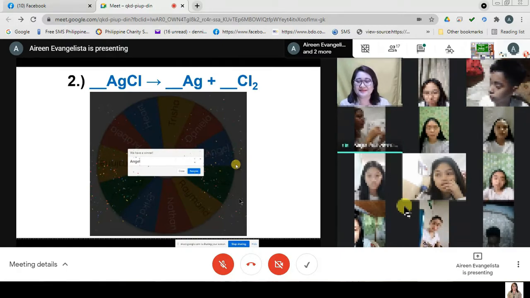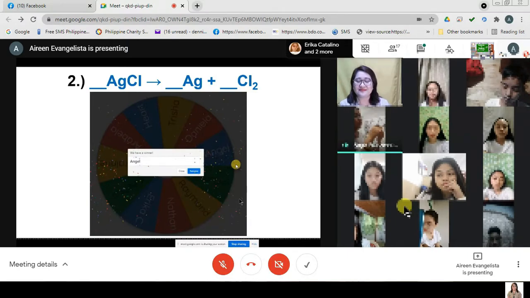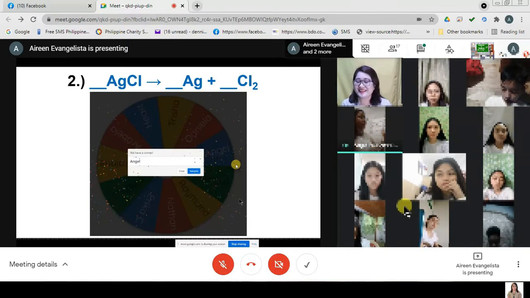To balance the Ag on the product side, we can also put 2 in front of the Ag. So we have Ag equals 1, so we have 1 times 2. And everything now is balanced. The coefficients are 2, 2, 1.